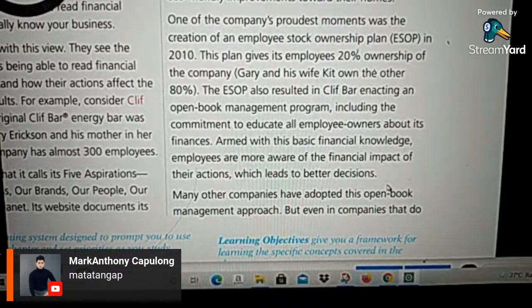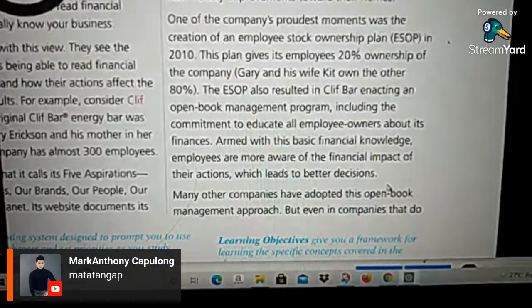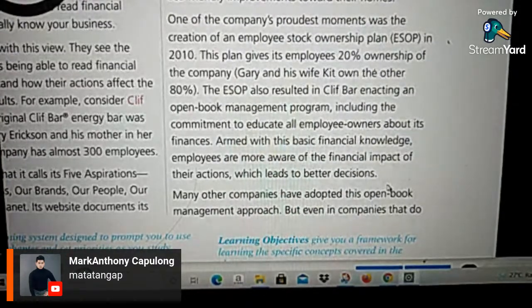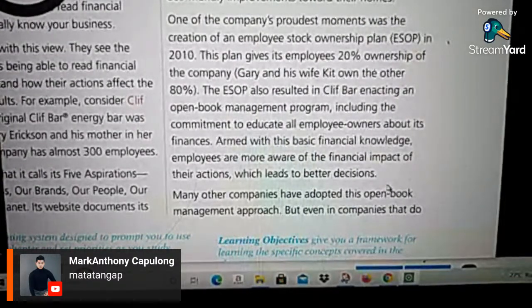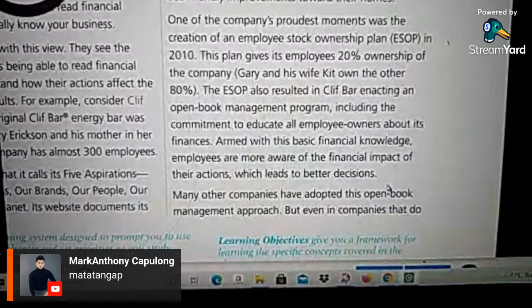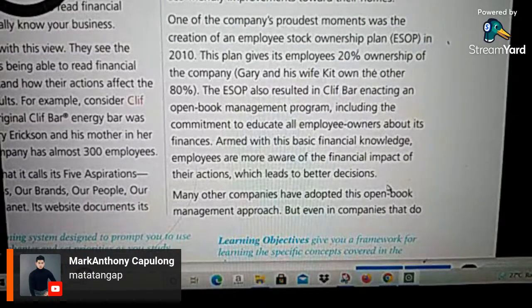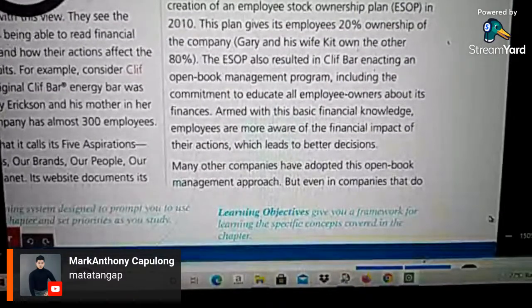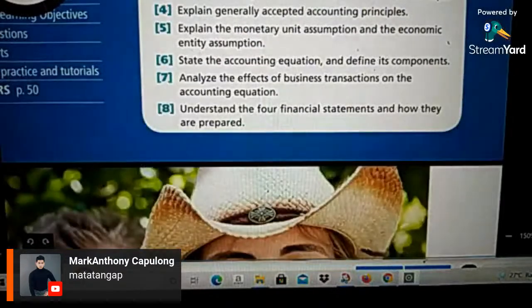If you open your accounting books to the employees, it is the same as if you are nude in front of your classmates, in front of your friends. The company is nude, meaning wala silang tatago. Kita na lahat. Kita lahat. So there's no secret. Open book management approach. So very good management approach by this company.